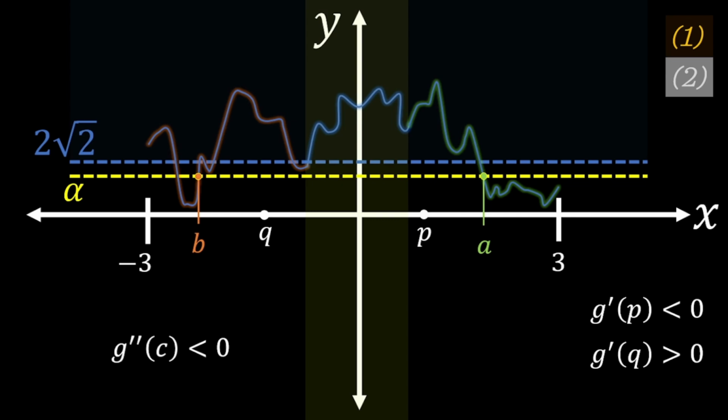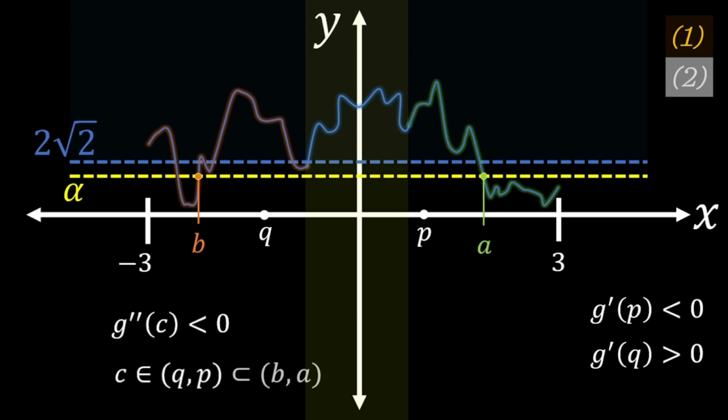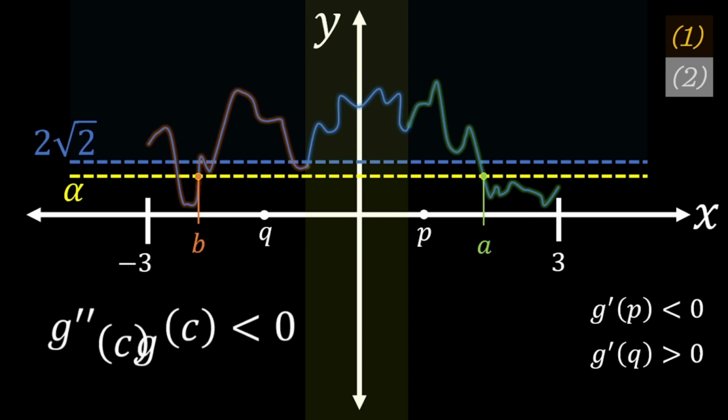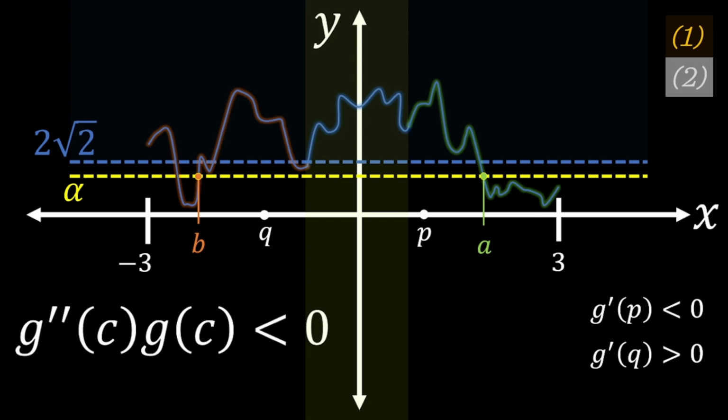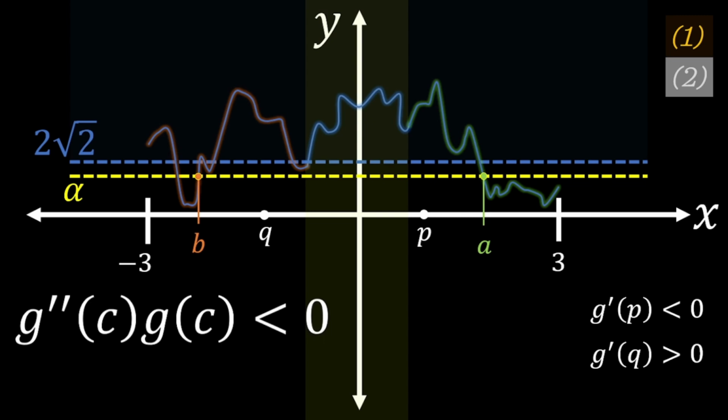But c is between q and p, which is just a subset of the interval between b and a. And we know that on that interval, the value of g must be more than alpha. So g of c is more than alpha, which is more than 0. Finally, multiplying these two out, we have proved that there exists some c so that g of c into g double prime of c is less than 0.